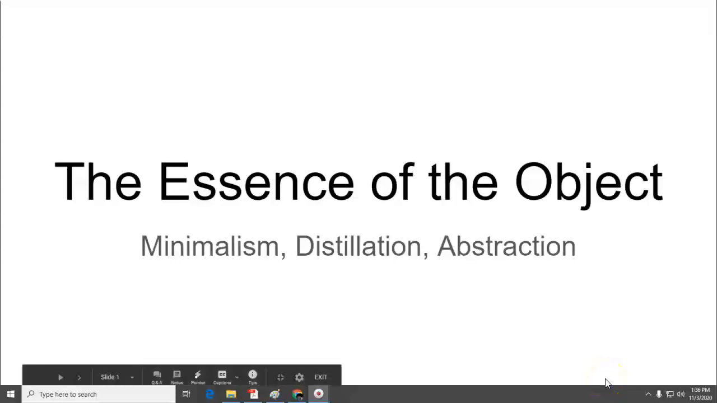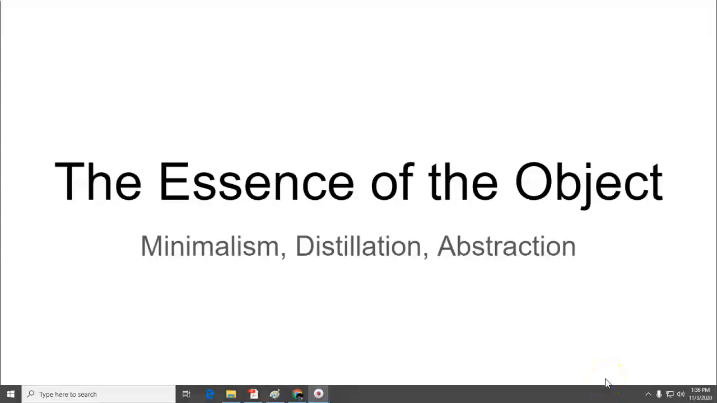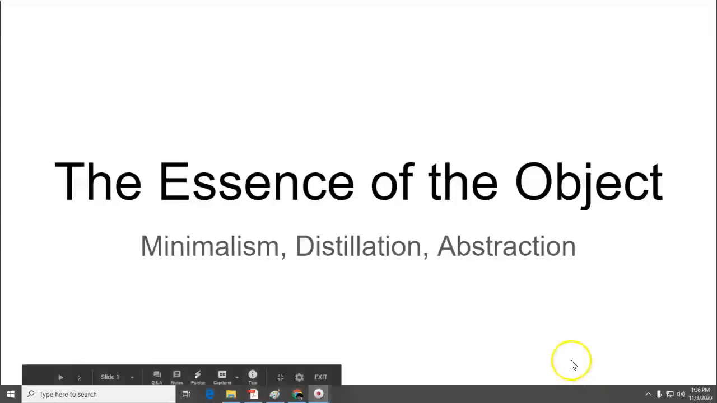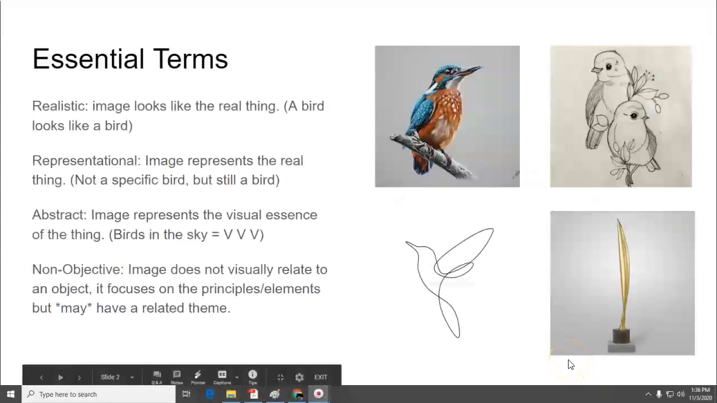Okay, so we are going to work today with the essence of the object and exploring minimalism and distillation and abstraction. So some essential terms to understand when you're talking about art.